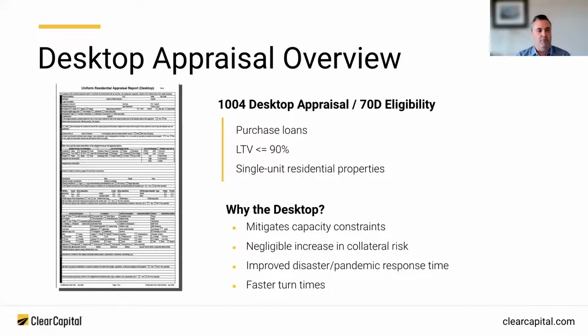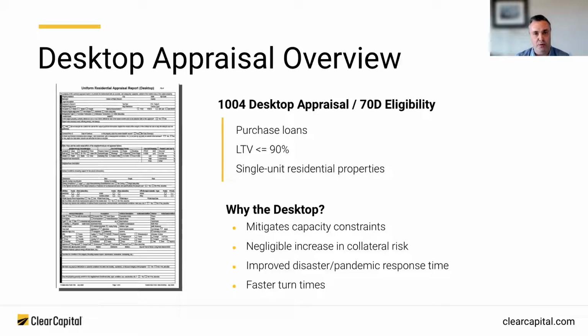Let me give a little bit of overview here on the desktop appraisal itself. The official form name given by the GSEs, and you're going to hear this thrown around a couple different ways, is the Fannie Mae 1004 Desktop Appraisal Report. And for Freddie Mac, it is Freddie Mac Form 70D. Those are the official names of the form that you can see.